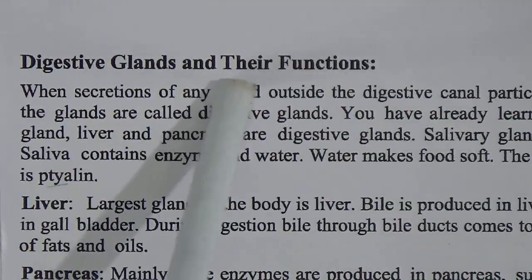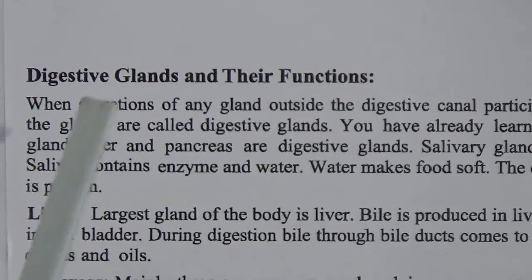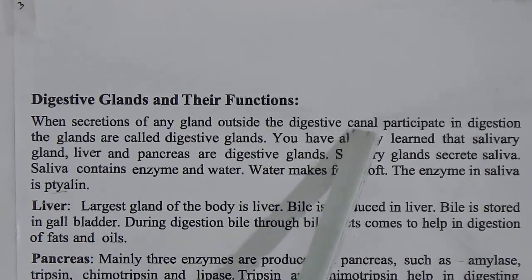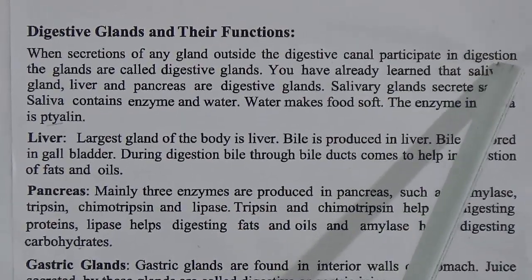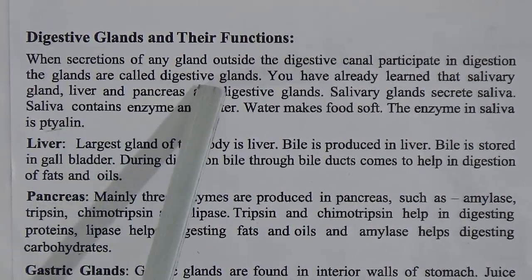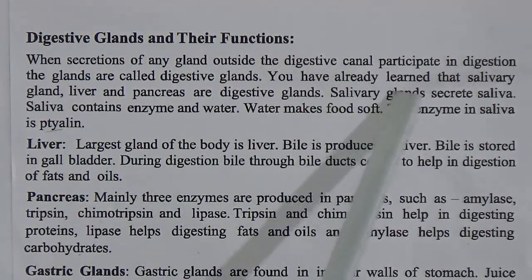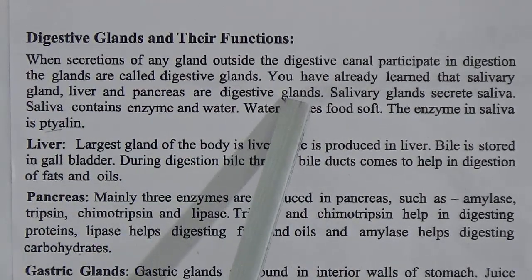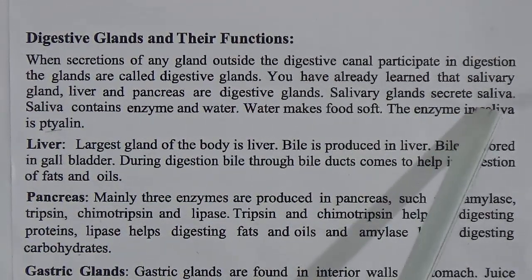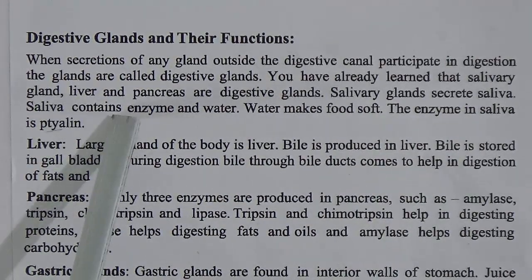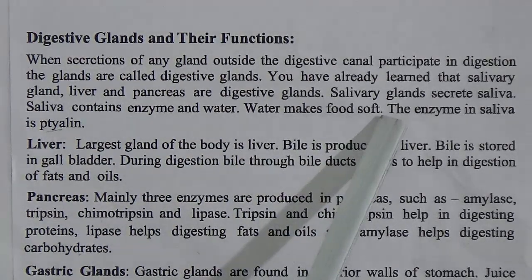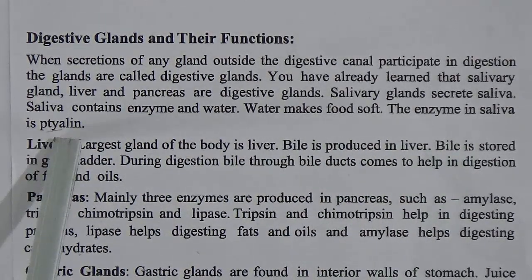Dear student, now we will discuss digestive glands and their functions. When the secretion of any gland outside the digestive canal participates in digestion, the glands are called digestive glands. You have already learned that the salivary gland, liver and pancreas are digestive glands. Salivary glands secrete saliva. Saliva contains enzyme and water. Water makes food soft. The enzyme in saliva is ptyalin.